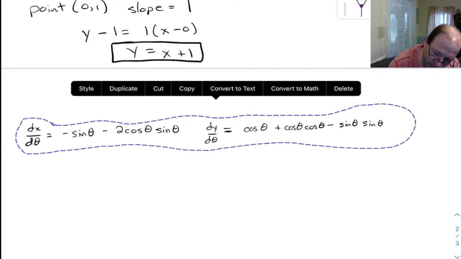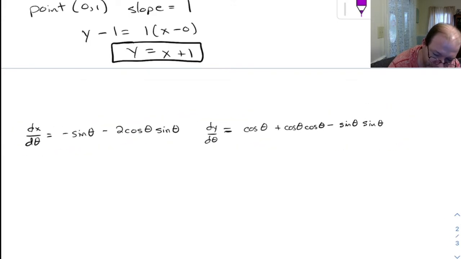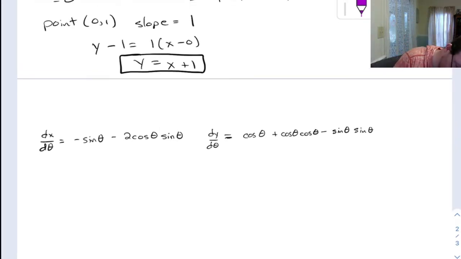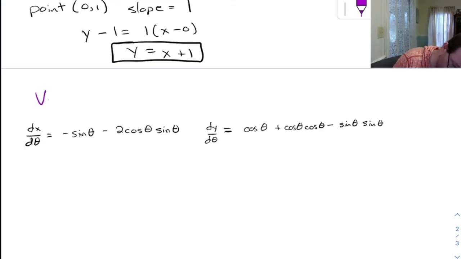And then we'll figure out whether we have vertical or horizontal tangents at these places. So for vertical, we'll have to set these equal to 0, and for horizontal, these.